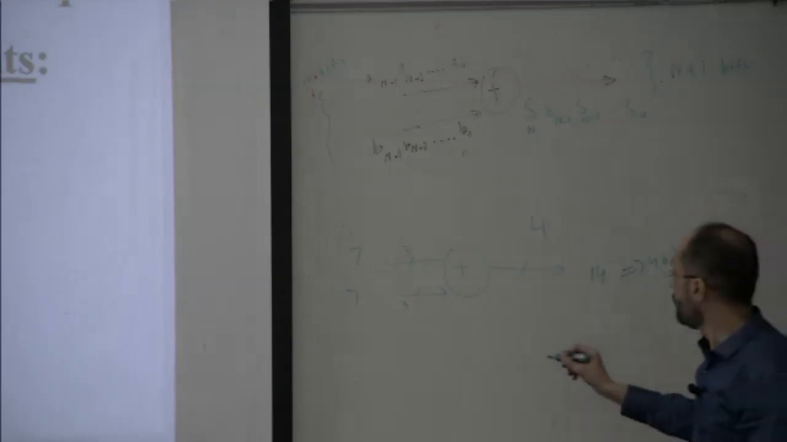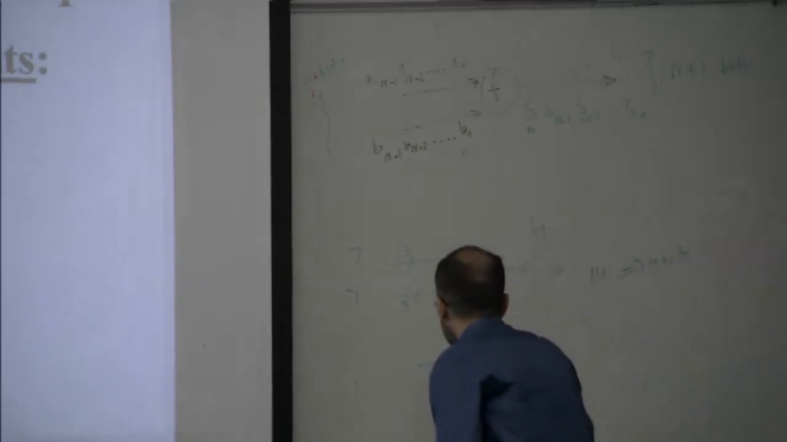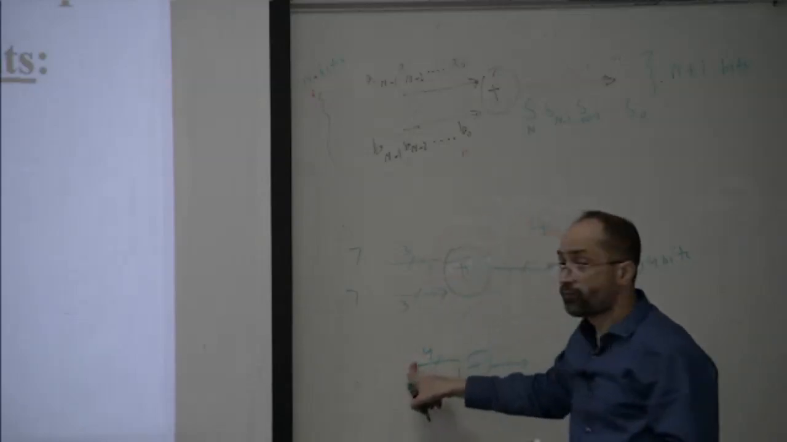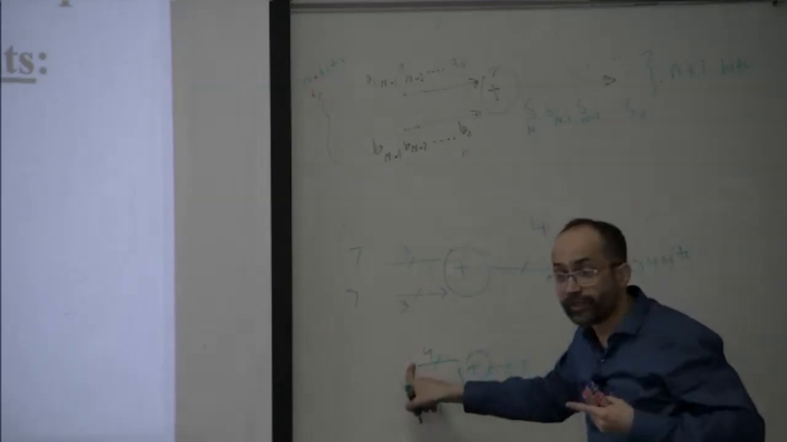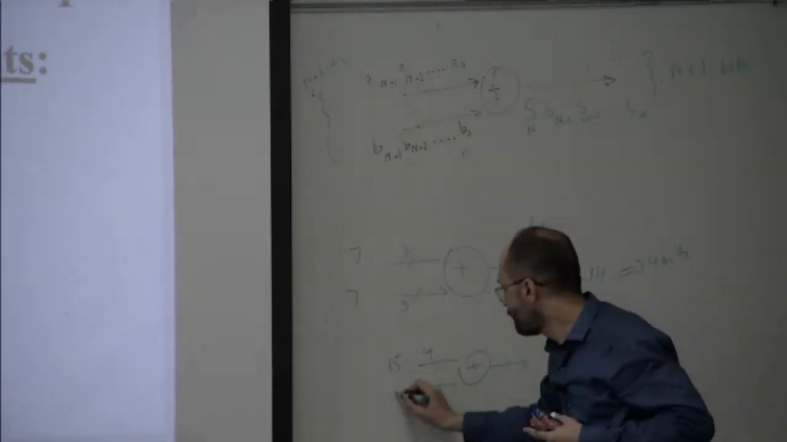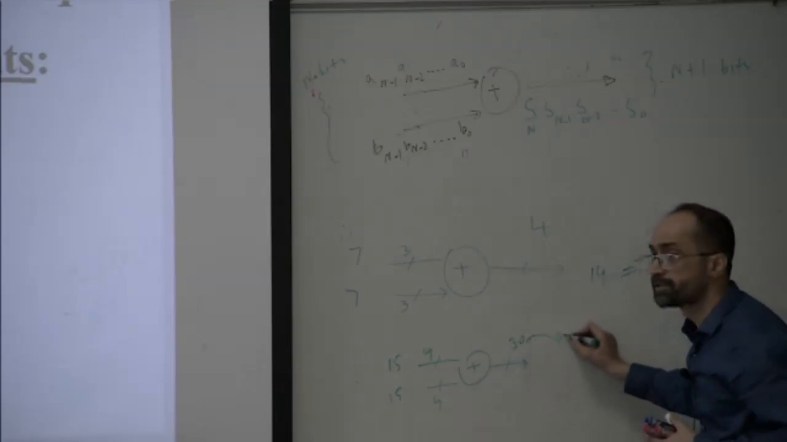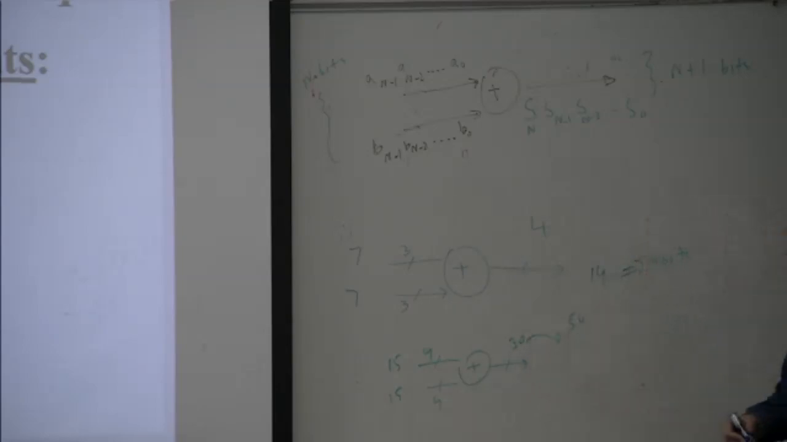Now if we add two 4-bit numbers, what is the maximum, 2 to the power 4 minus 1? 15. If we add 15 plus 15, we get 30. To represent 30, how many bits? 5 bits. Now solve it in another way.